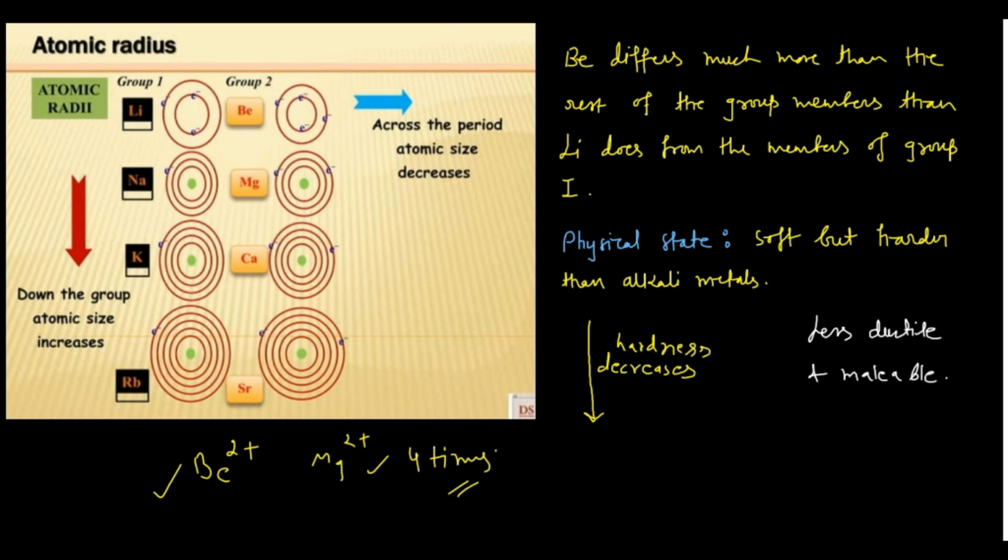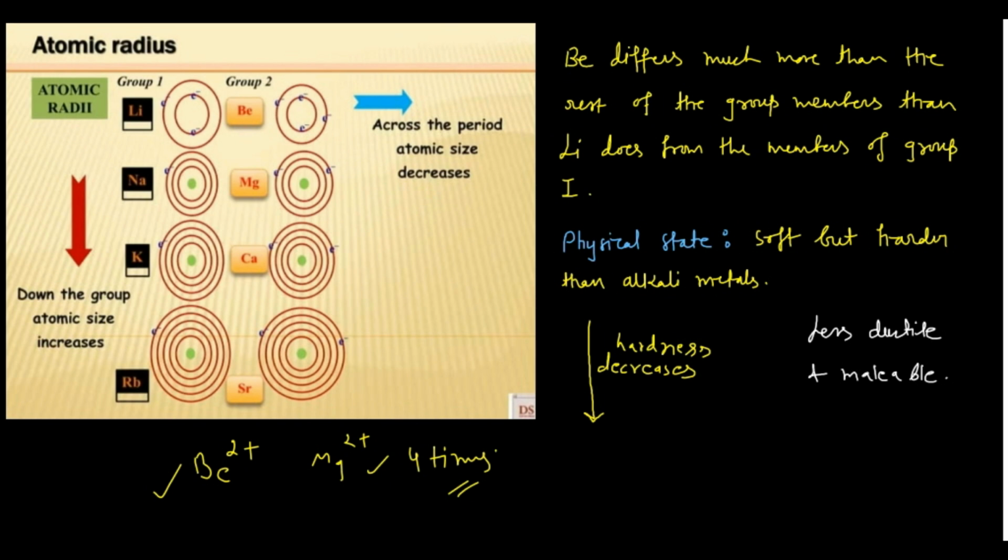Okay, and like you can see, your lithium shows the diagonal relationship with the magnesium. And then your beryllium shows the diagonal relationship with the aluminium. We'll discuss the diagonal relationship if the time permits. Okay, these things are very important. Now, whatever the things I have explained, they are equally true for the atomic radii also. Okay, and then we can move further and go through the physical state, right?